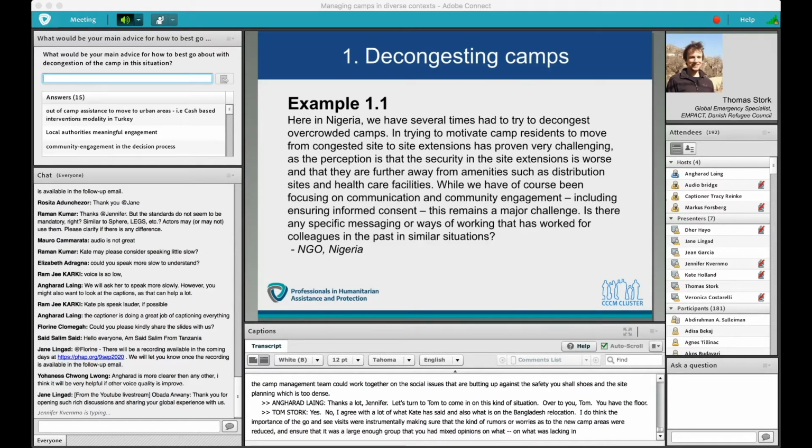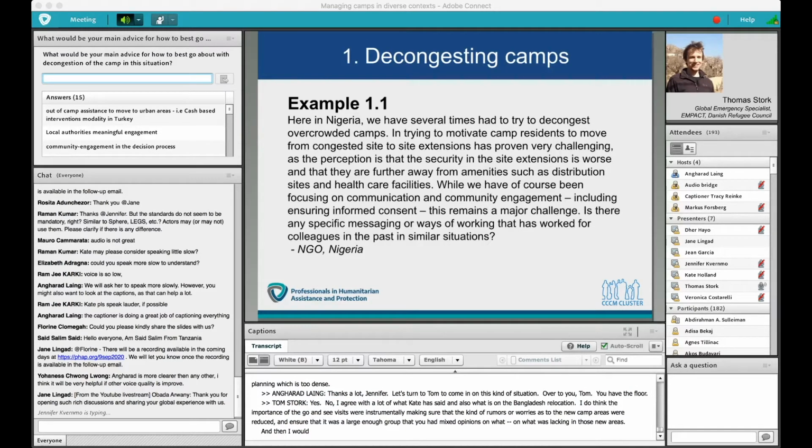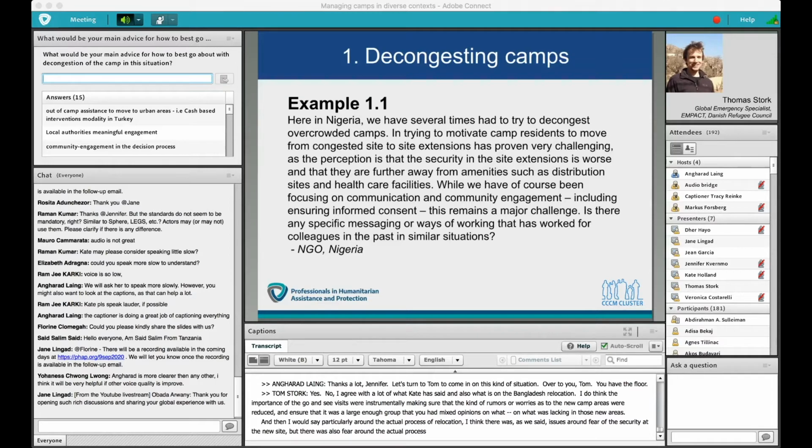And then I would say, particularly around the actual process of relocation, there were, as we've said, issues around fear of the security at the new site, but there was also fear around the actual process of relocation. So we try to combat that through moving whole blocks at the same time, or if not whole blocks, very large groups of people, and providing a huge amount of support during that trip.